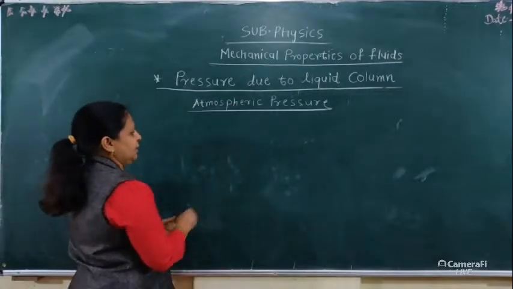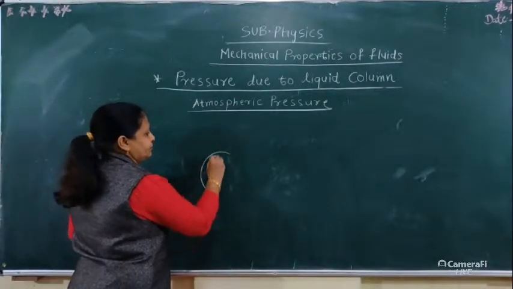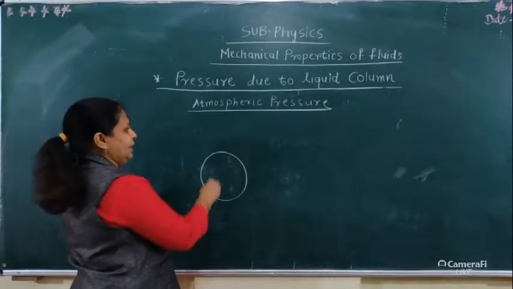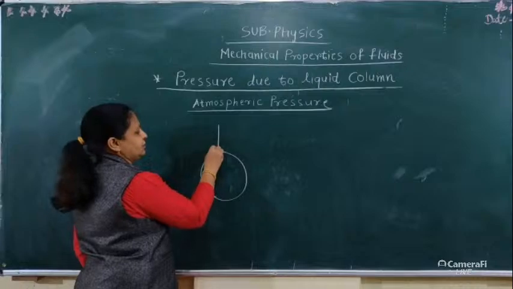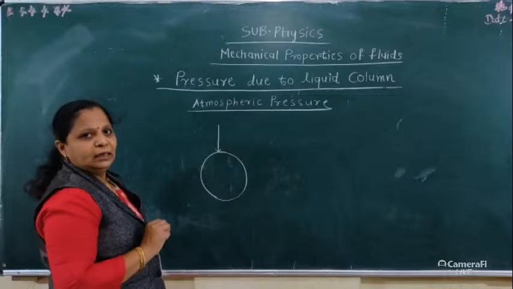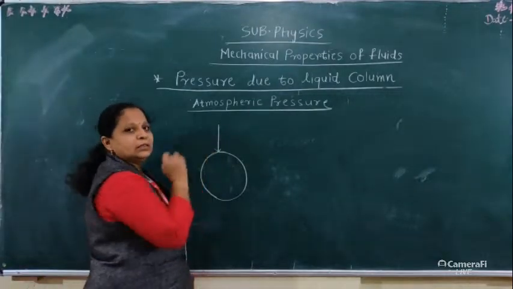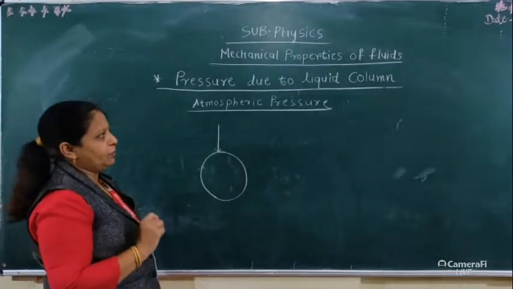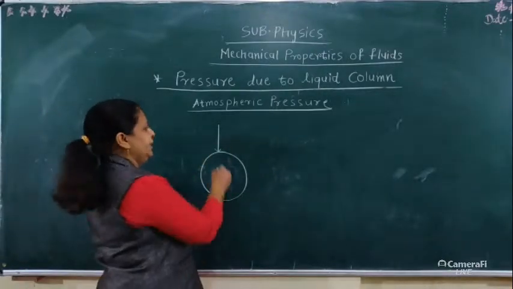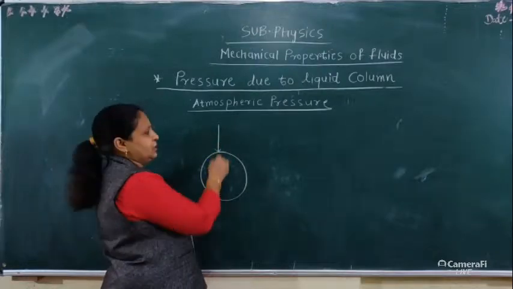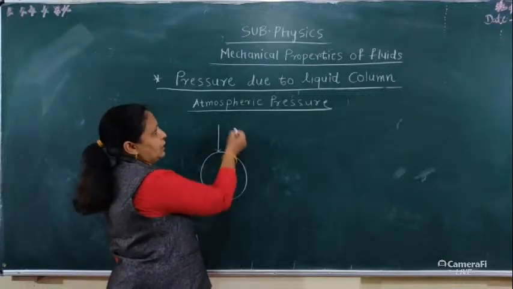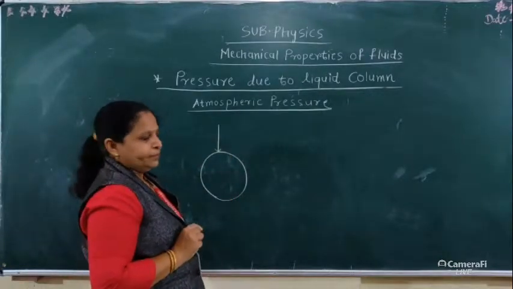So here we consider the surface of the earth. The atmosphere exerts force on the surface of the earth, and the pressure due to this force is known as the atmospheric pressure. So the atmosphere exerts force in the downward direction, and this pressure is known as the atmospheric pressure.